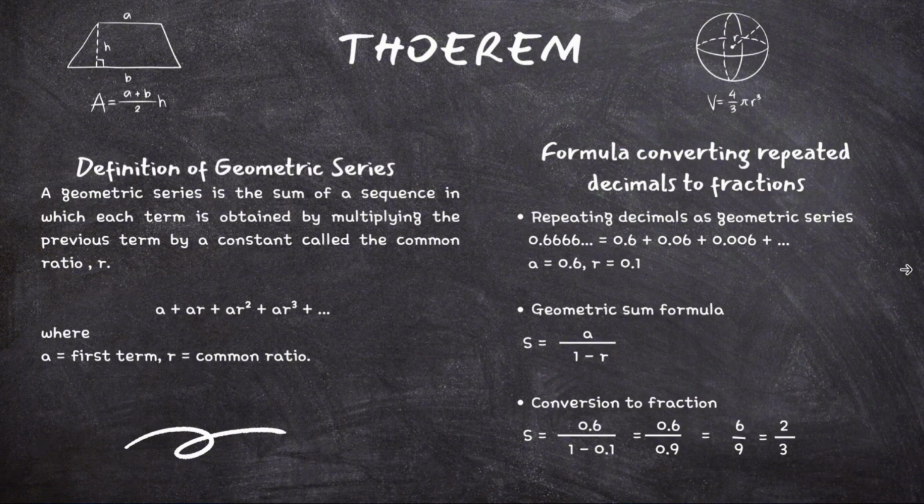For example, 0.6666 can be written as 0.6 plus 0.06 plus 0.006 and so on. So here, the first term is 0.6 and each term is multiplied by 0.1. Since this is an infinite geometric series and the ratio is less than 1, we can use the formula S equals a over 1 minus r. Substituting the values, we get S equals 0.6 over 0.9, which simplifies into 2 over 3. So this is how a repeating decimal can be converted into a fraction using a geometric series.